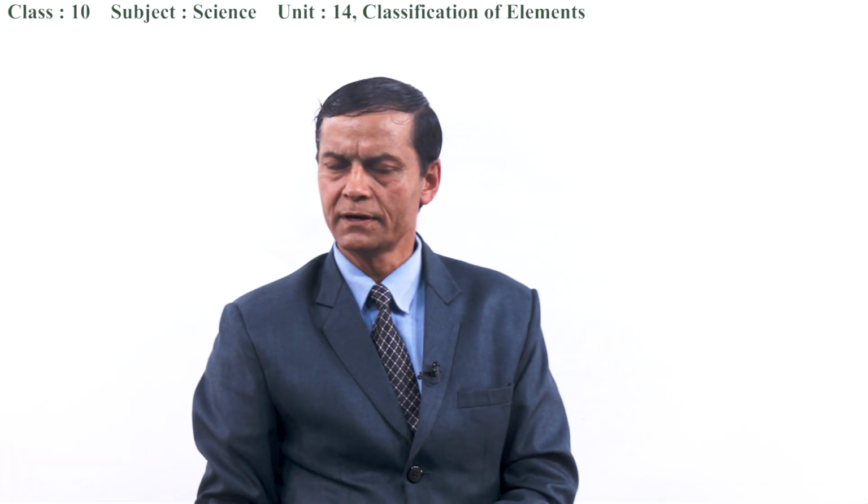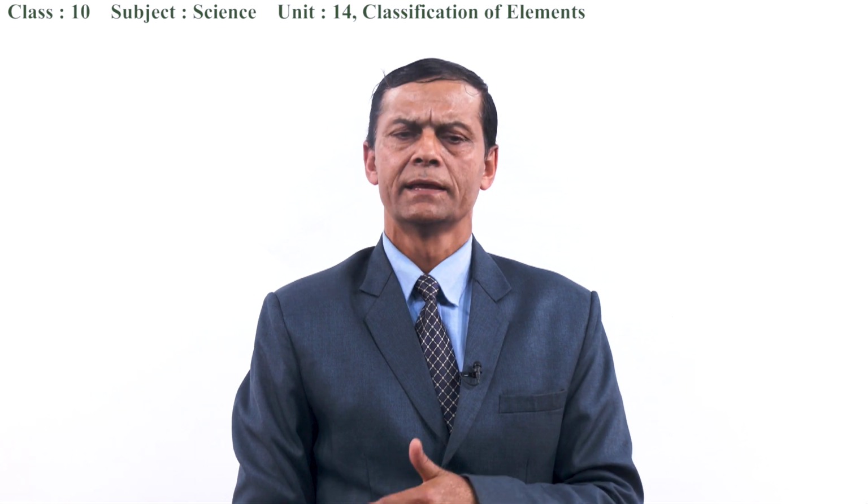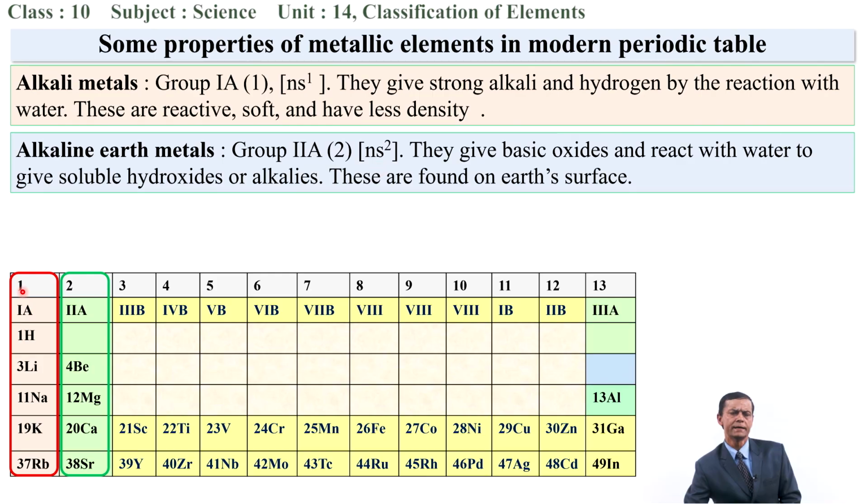They are found on the earth's surface, isn't it? And they are also soft metals like this. Look at here: beryllium, magnesium, calcium, isn't it? Strontium, and so on.